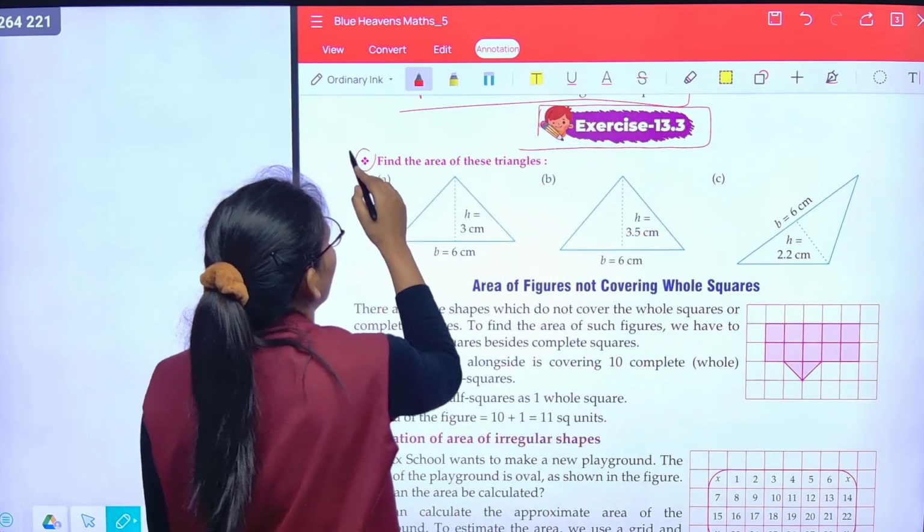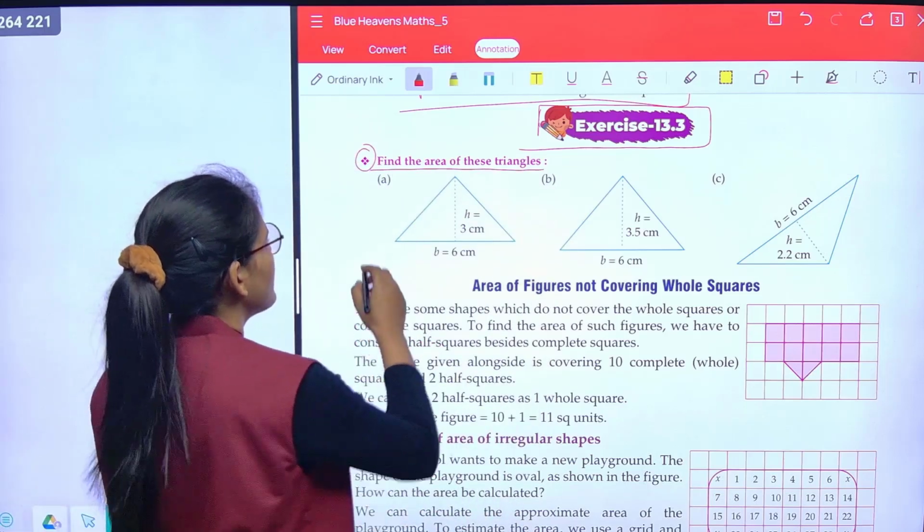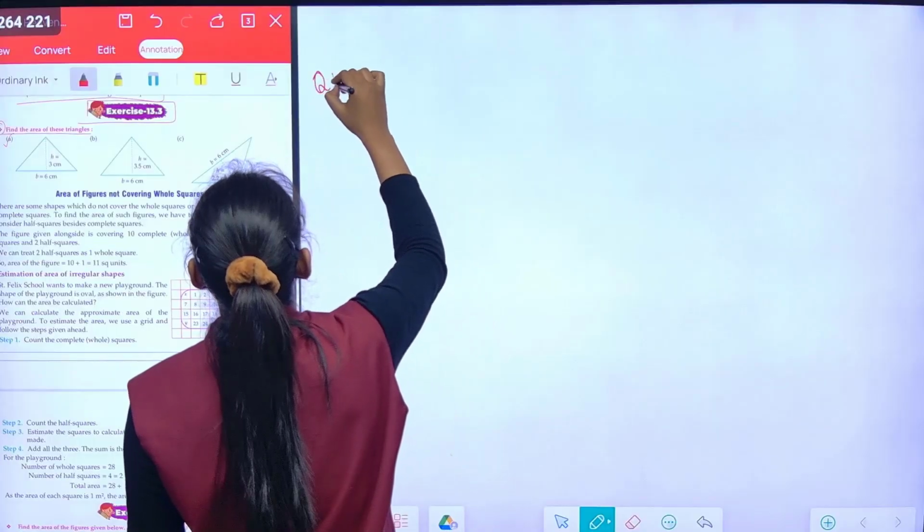Come on, exercise 13.3. Now class, find the area of these triangles. Now class, see question number 1, A part.